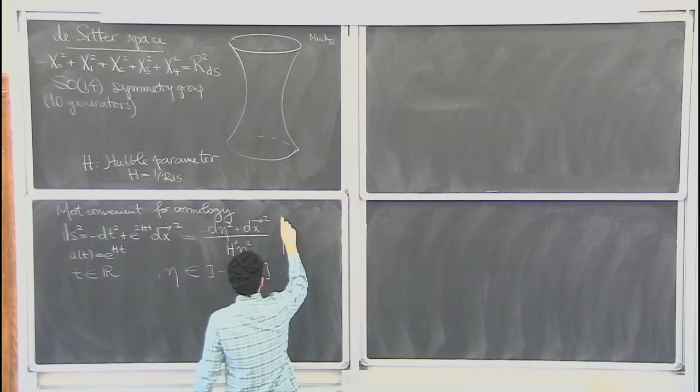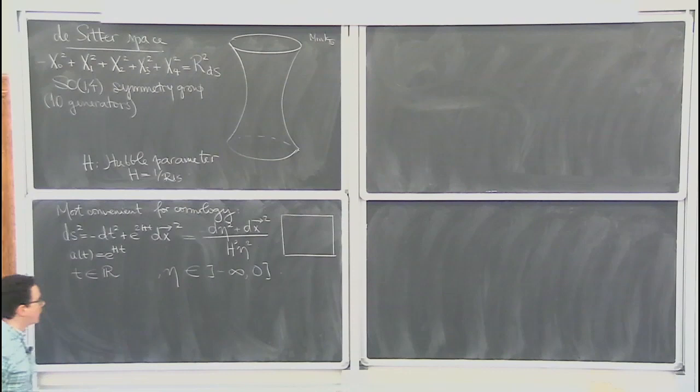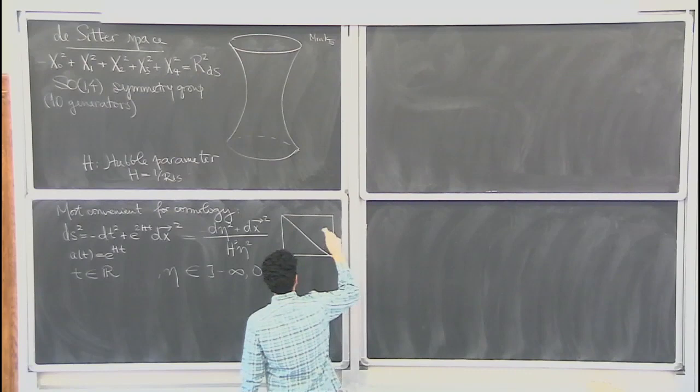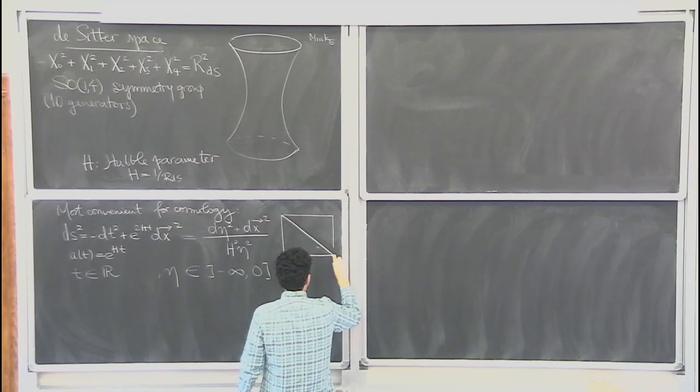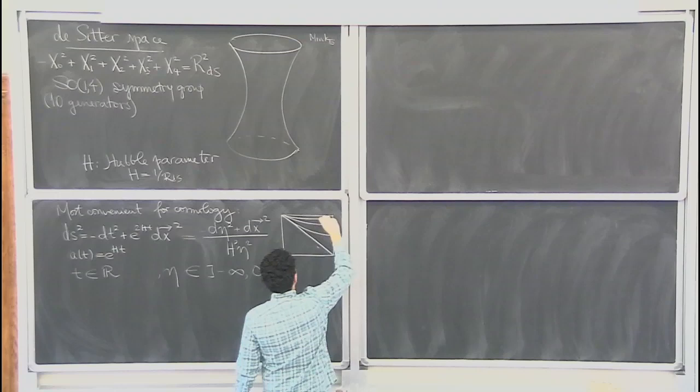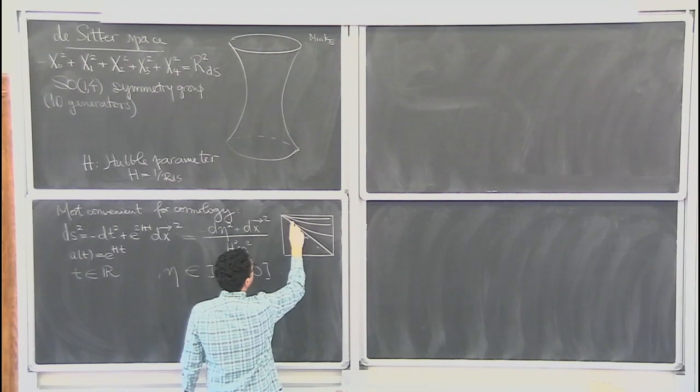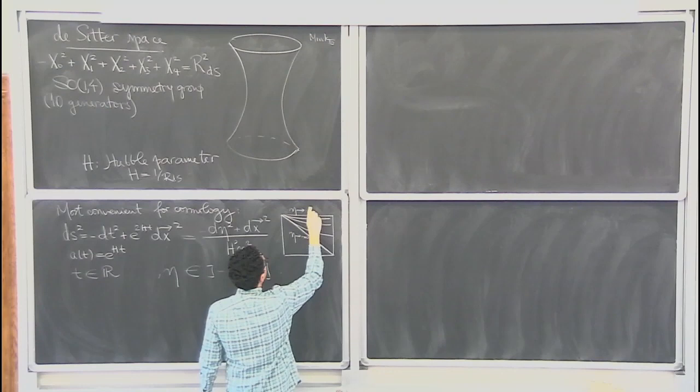So the Penrose diagram of the hyperboloid looks like this. It's a little square. And then these flat coordinates will only cover half of the space-time. So these are the flat slices. And eta going to minus infinity is this very early time here. And then as I go to very late times, eta goes to zero. Okay?